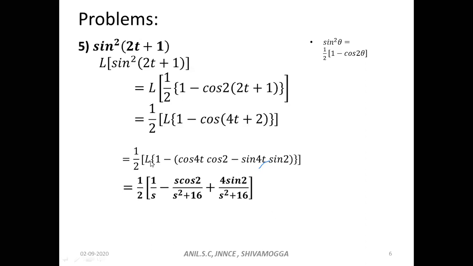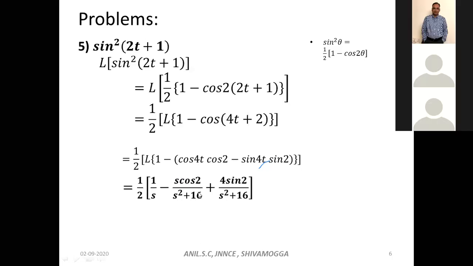Now write the transformation. Laplace transform of 1 is 1 by s. Laplace transformation of a is a by s. Therefore, for 1 it is 1 by s minus. Here cos 2 is a constant, keep it as it is. Laplace transformation of cos 4t. Laplace transform of cos at is s divided by s square plus a square. Here a is 4. 4 square is 16.